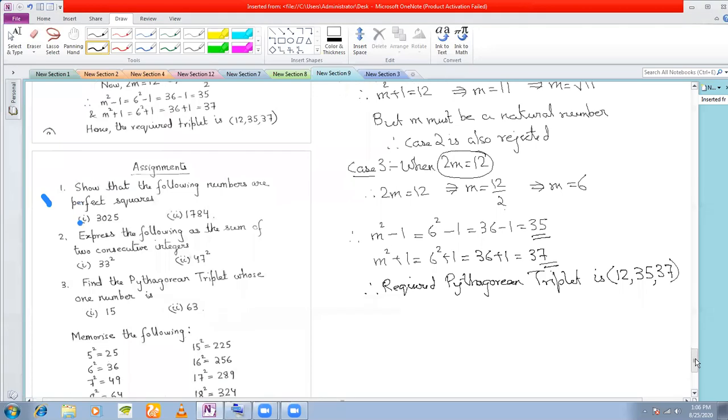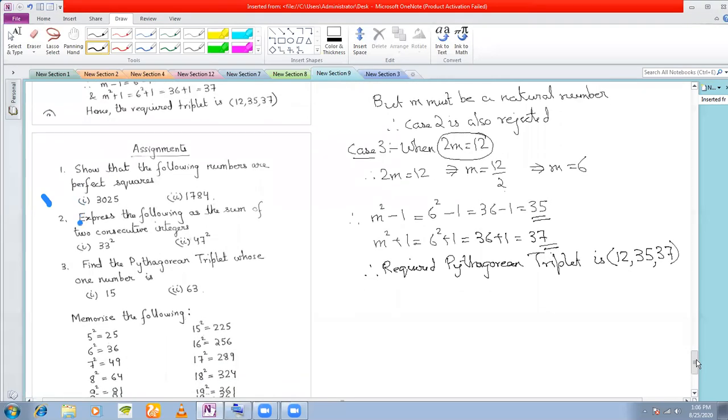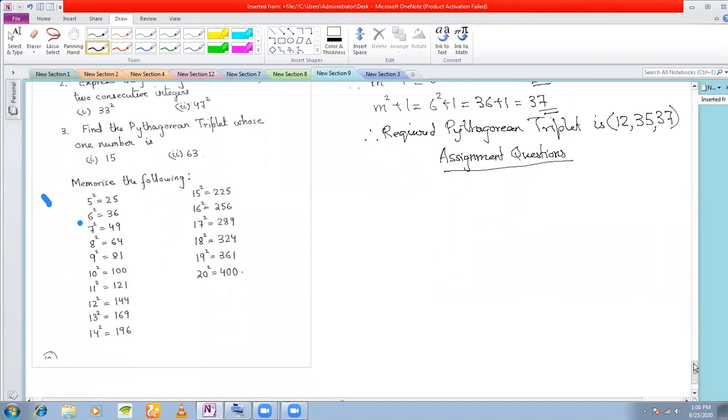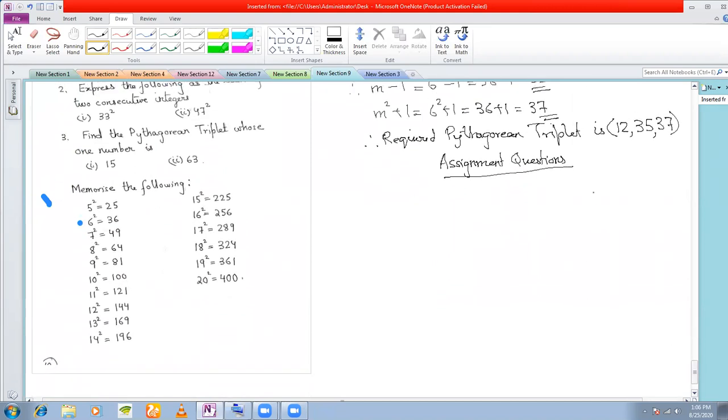But to start with, I still have 5 minutes time. I think I can solve one problem here in the assignments. So this is your assignment questions. First question: show that the following numbers are perfect squares. You need to show that 3025 is a perfect square. So how do you show 3025 to be a perfect square?